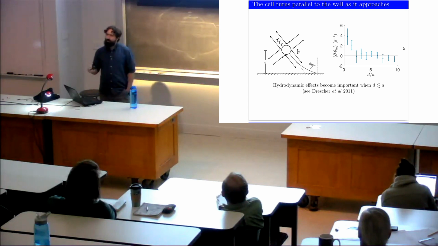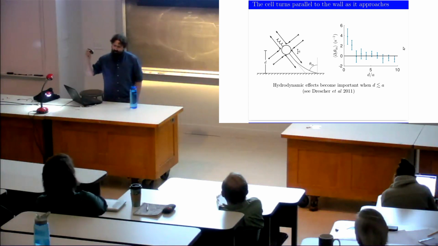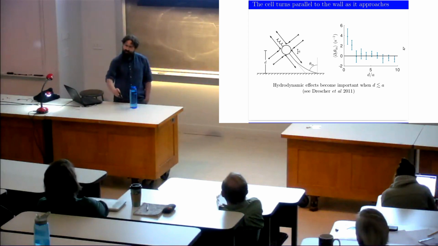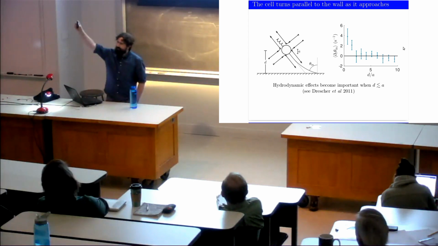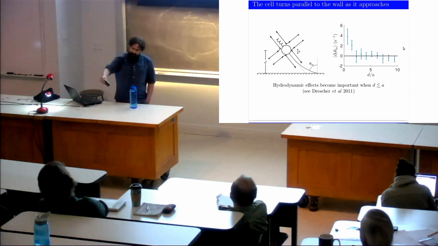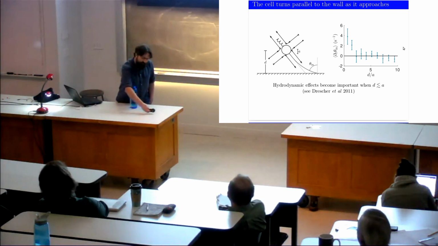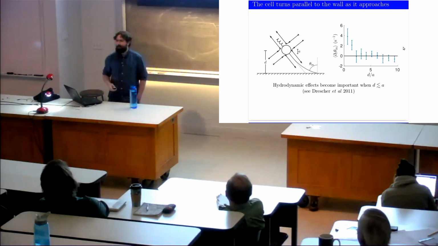So that's fair enough, but it makes us even more curious about how it is that the cells could ever stick to the surface. So right now we have an image of a cell coming in, it turns, and we'd expect it to swim parallel to the wall. This is what E. coli do.